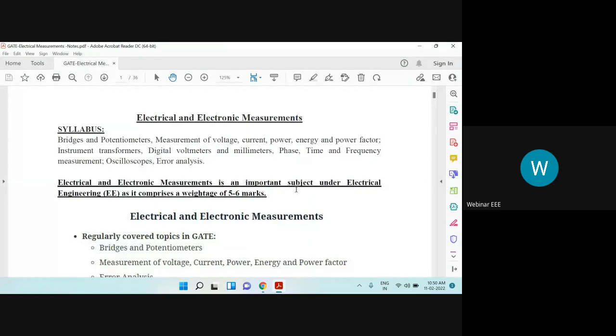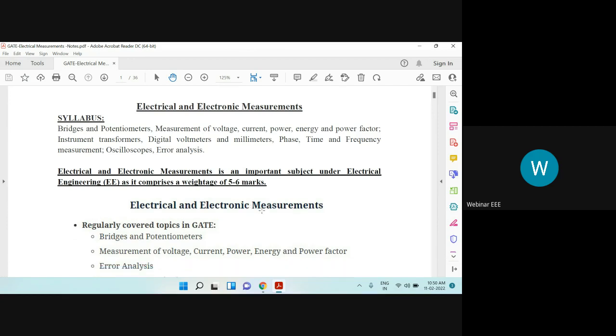Good morning, everyone. In today's GATE class, we are going to learn about electrical and electronic measurements. This is a subject which has a weightage of 5 to 6 marks in every competitive exam, including GATE and other types of exams like AP Genco and Transco. This subject has very little syllabus coverage.